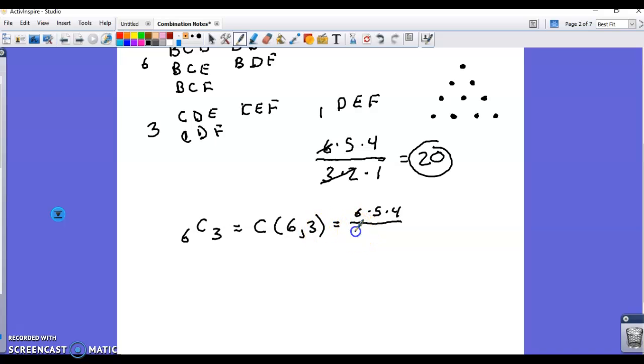And then divide by starting with 3, 2, 1. Like I said, 20. All right.